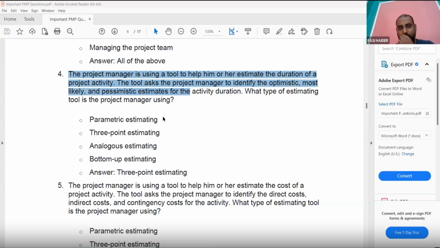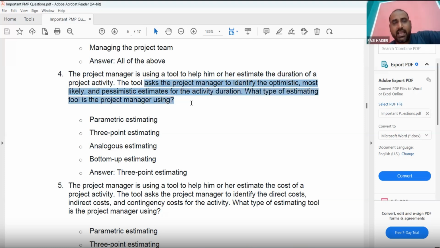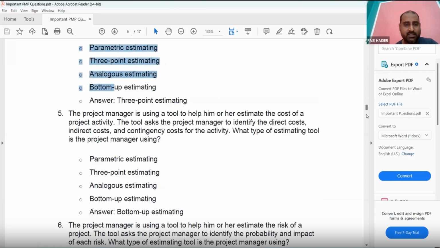It is not shared, I will share now. The project manager is using a tool to help him or her estimate the duration of a project activity. The tool asks the project manager to identify the optimistic, most likely, and pessimistic estimate. What type of estimating is this? You remember there are three types of estimating. So it is three-point estimating: optimistic, pessimistic, most likely. So the questions are simple.